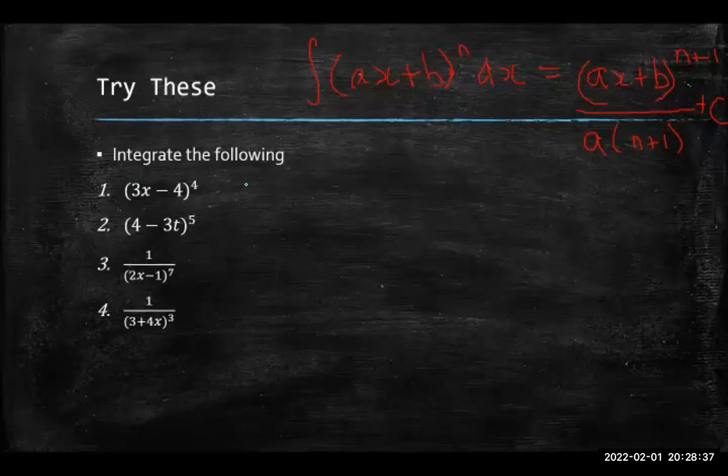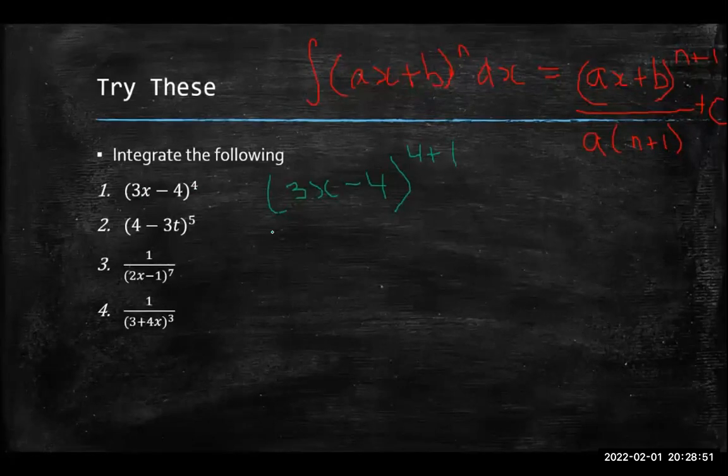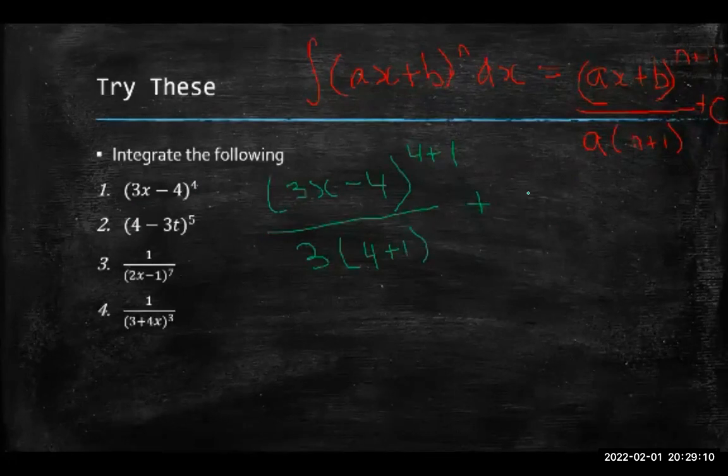So according to my rule, looking at this right hand side, this would become (3x minus 4) to the n plus 1, and in this case n is 4, so that's 4 plus 1, divided by, remember, special casing, it's a multiplied by n plus 1. A in this case is 3, so 3 times n plus 1. Of course, can't forget the arbitrary constant C. Simplify this even more. We know 4 plus 1 is 5.